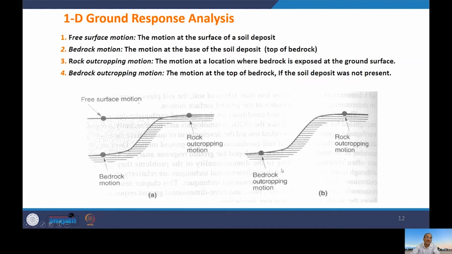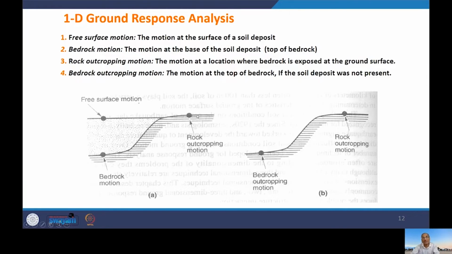Normally, seismologists most of the time make the acceleration time history or ground motion available as rock outcropping motion. And once it is rock outcropping motion, then this recorded motion will be free from the influence of the soil on top of it.